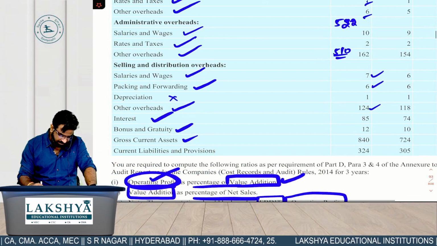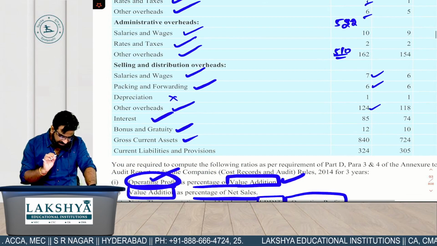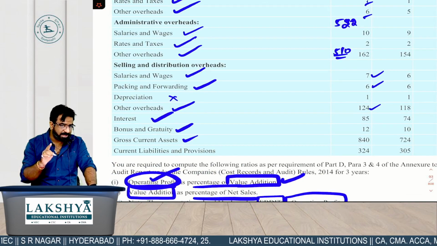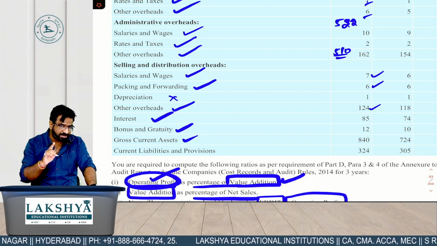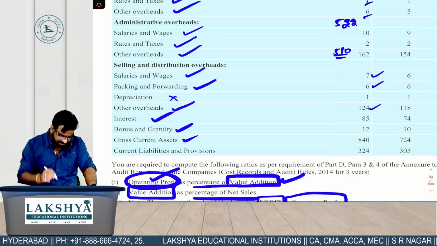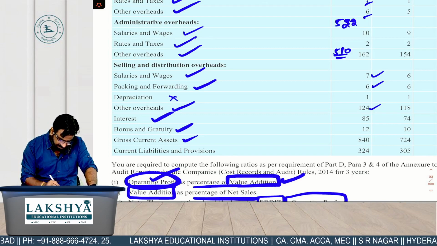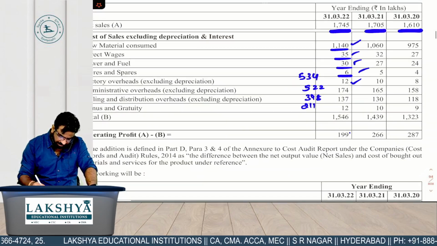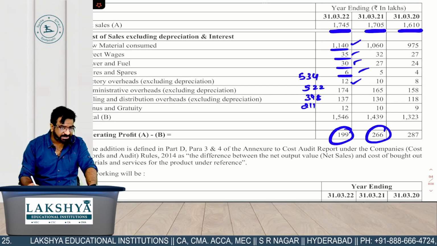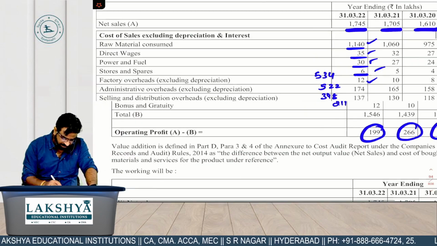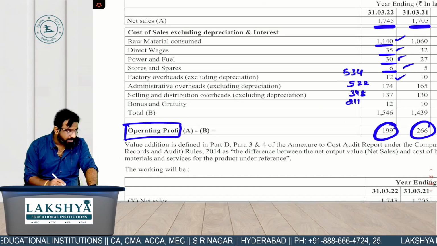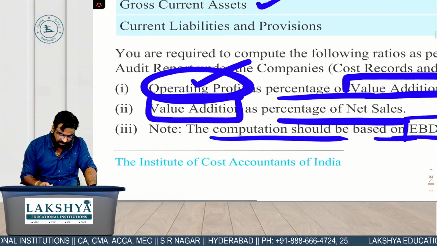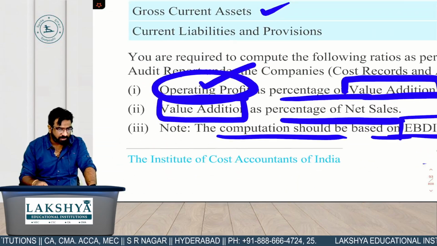211. Then interest we don't have to consider because it is written EBDIT. Depreciation we didn't consider, interest and taxes. So what remains? Bonus and gratuity. Minus this, 12. 199. So this is how you have to calculate for the second year and third year. So this is what our answer is. Which profit? So what is the first percentage we are looking for? Operating profit as to value addition.